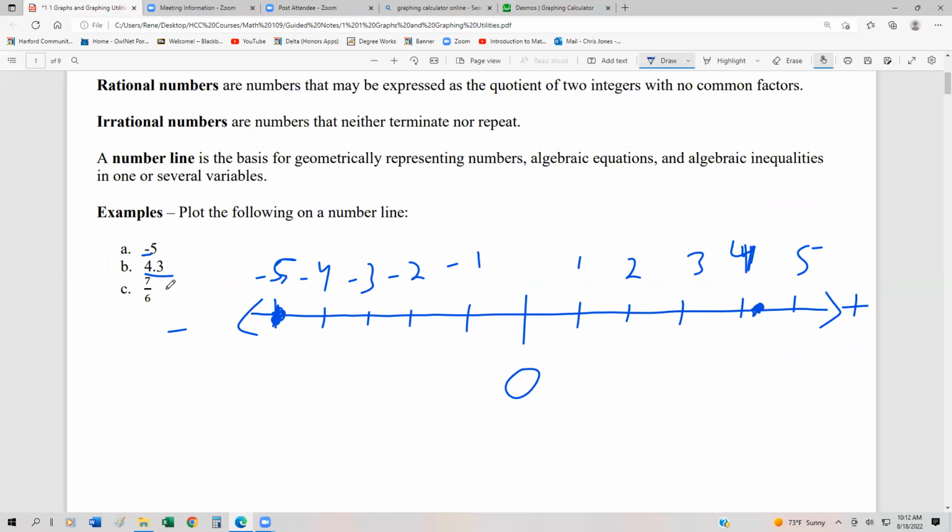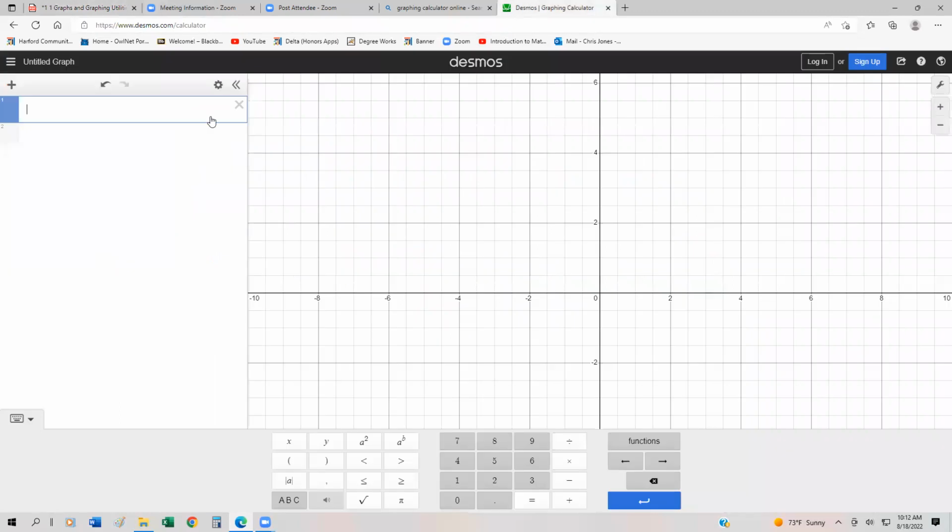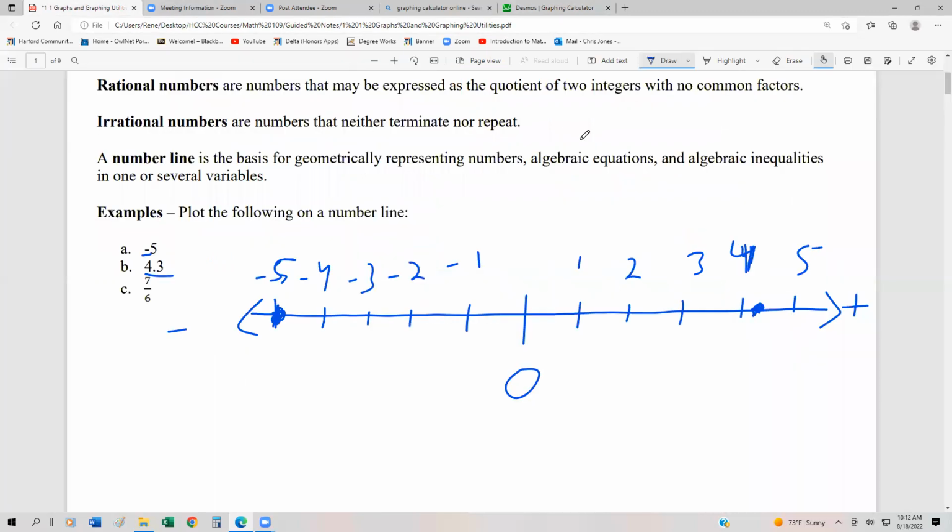Well, 7/6 is going to be a little bit more than 1. We could certainly go into a graphing calculator, and we could just type 7 divided by 6, and then hit enter. That's going to give us about 1.16. So we're a little bit to the right of 1 when we're graphing it. And so when we graph 7/6, that's going to be right about here, approximately. All right, so that's how we plot some numbers on a number line.